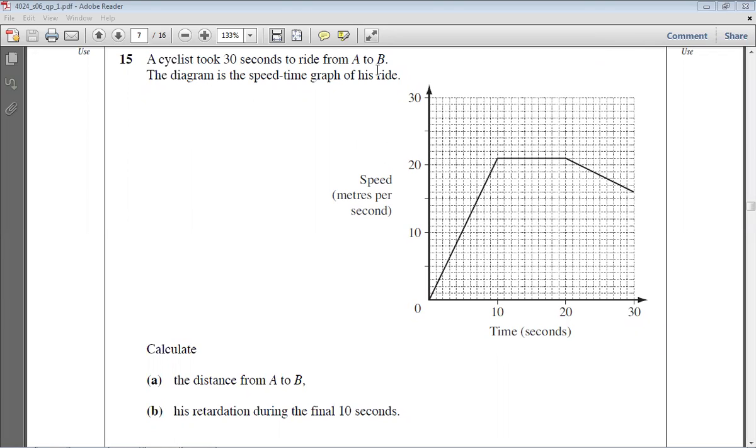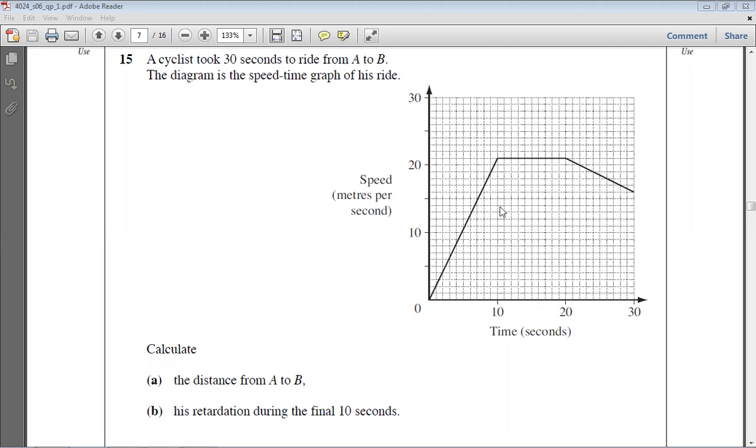So he took 30 seconds to ride from A to B. So in these 30 seconds, he went from A to B. So this is the speed time graph. He says calculate the distance from A to B. So A to B is the area under the graph. For a speed time graph, the area under the graph is equal to the distance traveled.